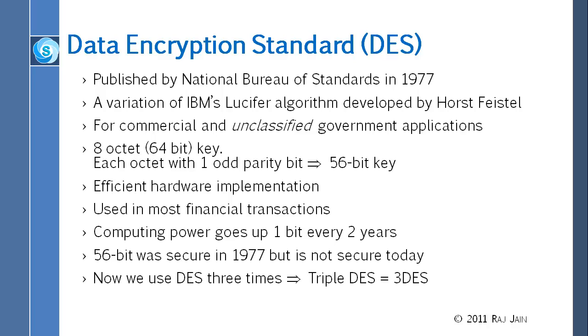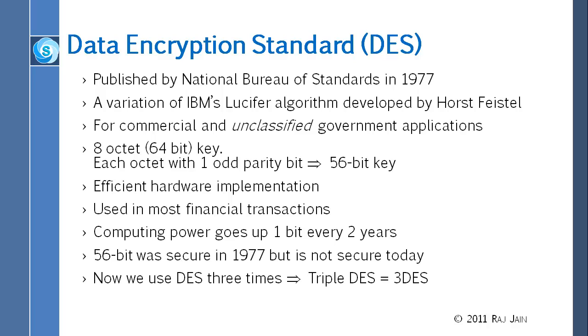And the key actually was 64-bit, but 1 bit is used as parity, so that leaves 56 bits. Everybody understands what the parity bit is. When you have 8 bits, the last bit is always set to 0 or 1 depending upon the first 7 bits, to make the whole thing an even number of ones or an odd number of ones. So there are 8 bits in a byte, but only 7 are used, so you get a 56-bit key. It was designed for hardware implementation, and it is used in most financial transactions. So all the banks, etc., use it.